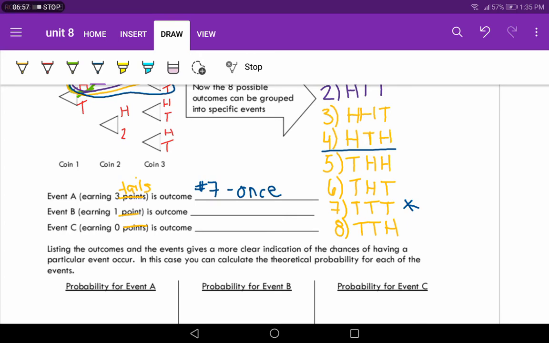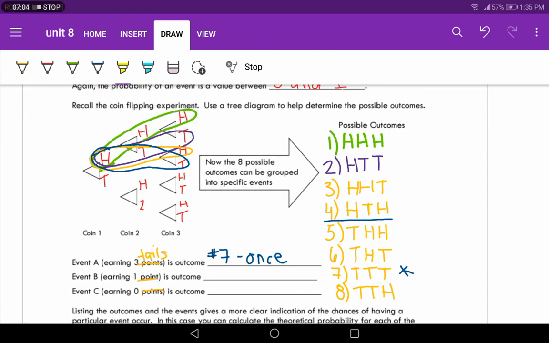Event B, if we earn 1 tail, so let's look and see, we're just earning 1 tail. So we can see, whoa, that is big. Here we earn 1 tail, here we earn 1 tail, here we earn 1 tail, right? All the other ones have either no tails or they have 2 tails. So that is number 3, 4, and 5. So that happens 3 times.